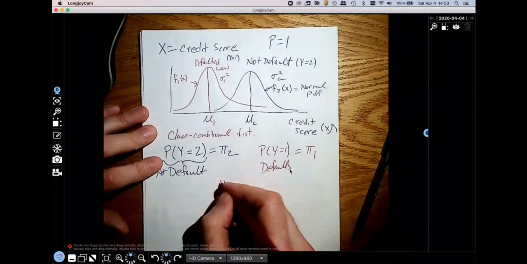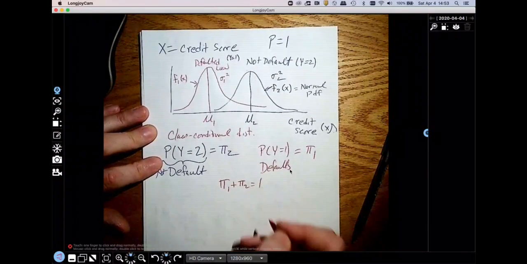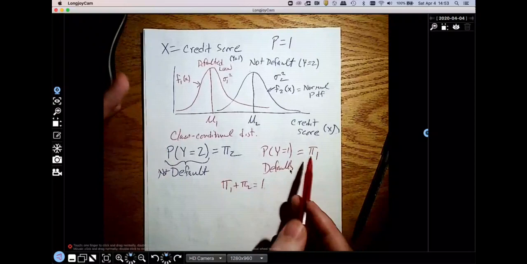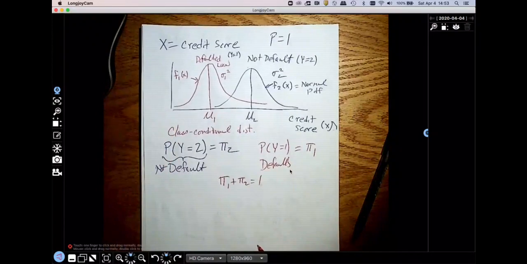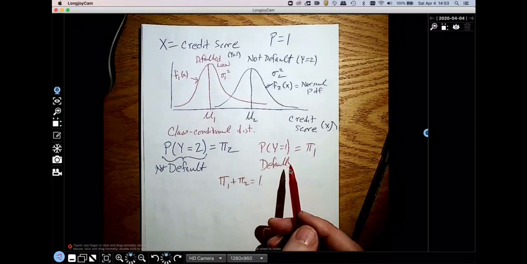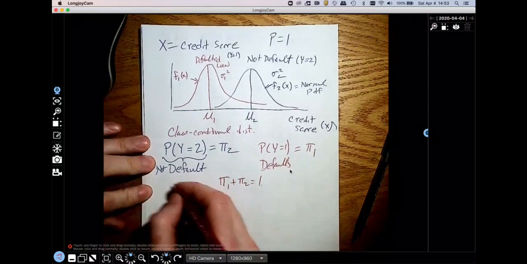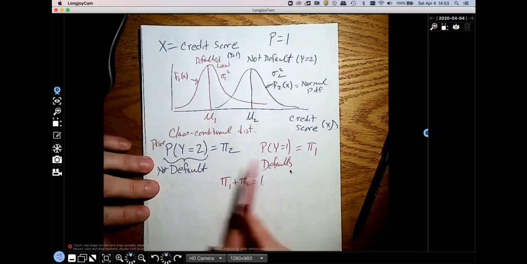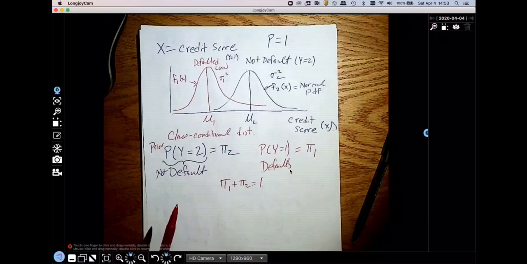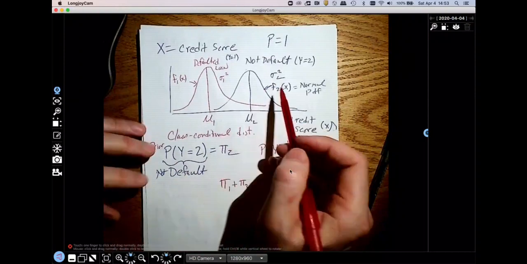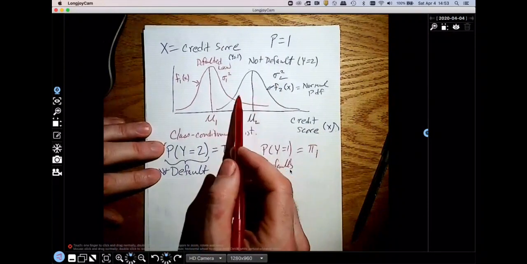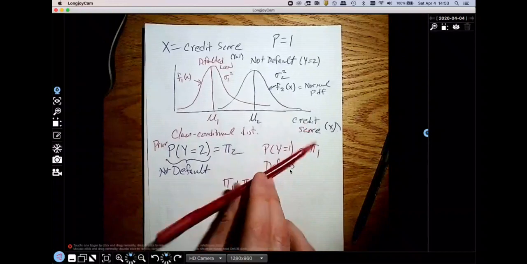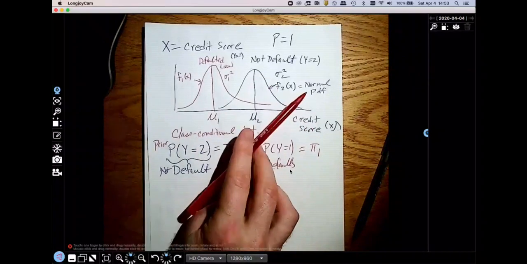And so what we know is that pi 1 plus pi 2 is equal to 1. Therefore, we really only need one prior in this case. So it's extremely important to understand the meaning of these two distributions. The prior is I just draw a person at random. What's the probability that they're in one of the groups? The class-conditional distribution is this normal curve depending on whether you defaulted or you did not default.